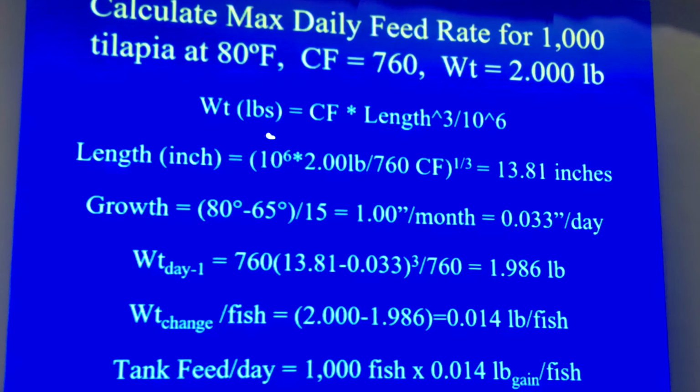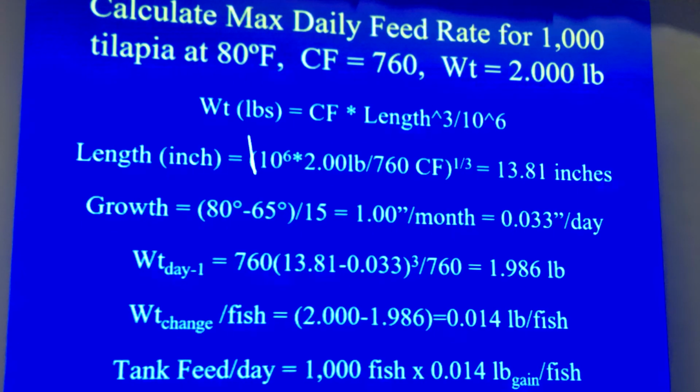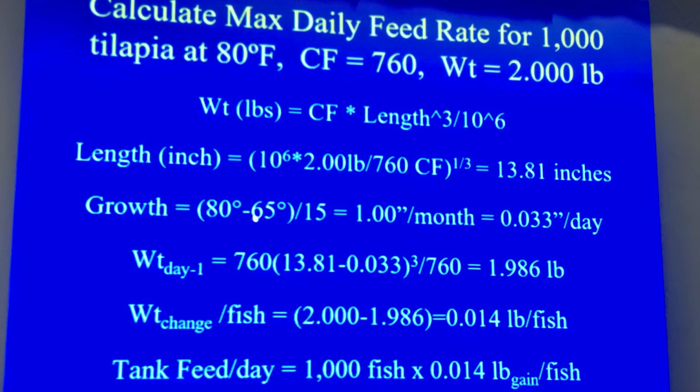First, we have to convert this 2 pounds back into a length, which is 13.81 inches, just by rearranging that equation. Then our growth: we're going to grow them at 80 degrees. The base temperature, where they don't grow, is 65, and it takes 15 temperature units per inch of growth. So you calculate this out and get 0.033 inches per day.